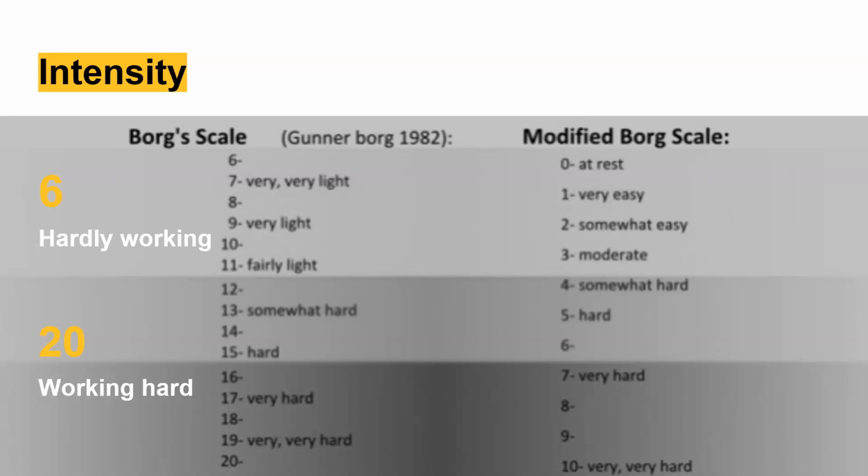Effort on individual pieces of equipment can be manipulated through changing speed, grade, and resistance. To increase the intensity on a treadmill, you can increase speed and grade. To increase intensity on the bike, you can increase speed and resistance. When increasing the intensity of any exercise, consider what would make it harder.